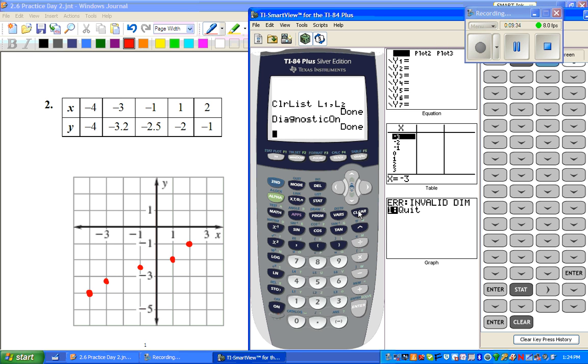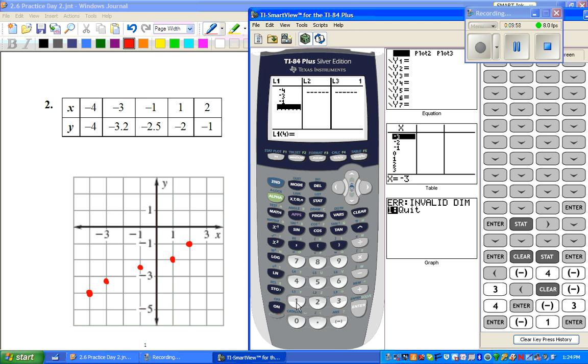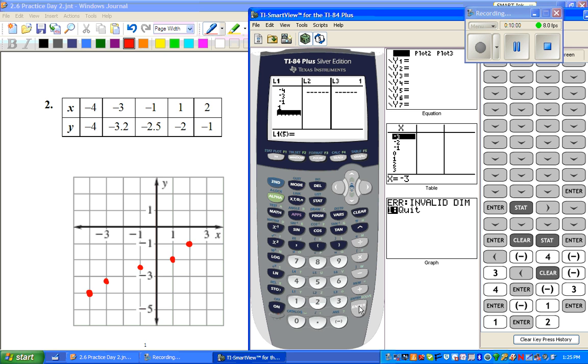All right, so now here's what we're going to do. We're going to go to stat, we're going to go to edit, and now we're going to put in all my values. I got negative 4 for my x. I got negative 4, enter, negative 3, enter, negative 1, enter, 1, enter, and 2, enter.